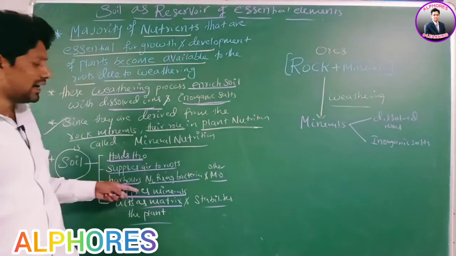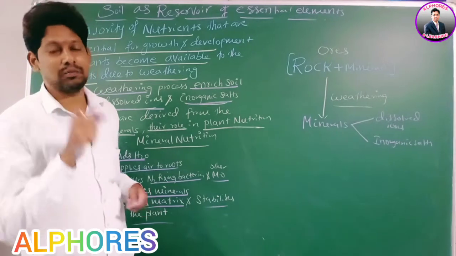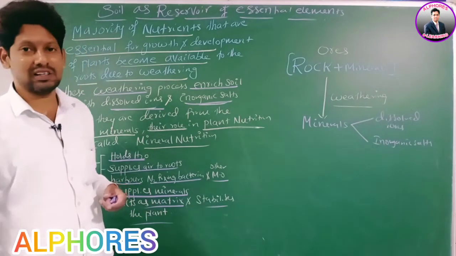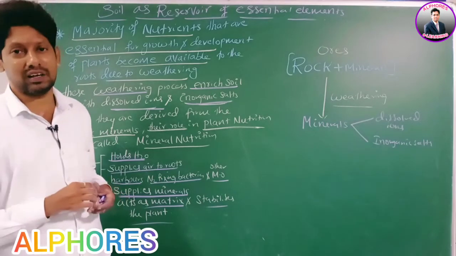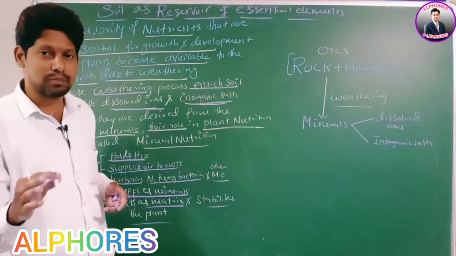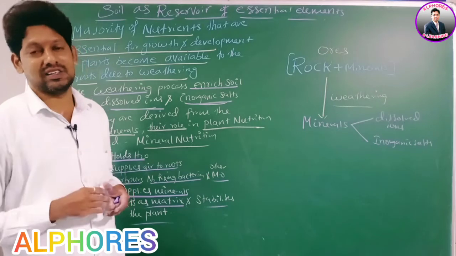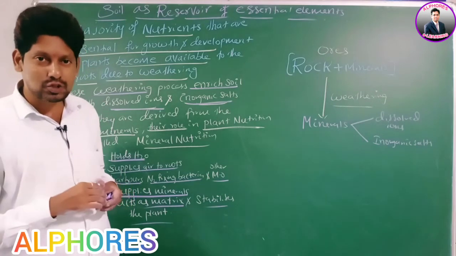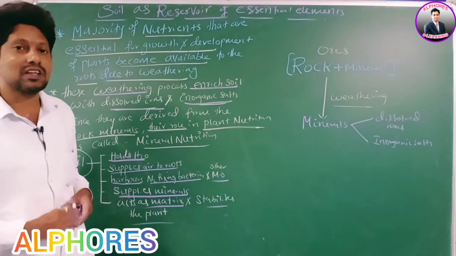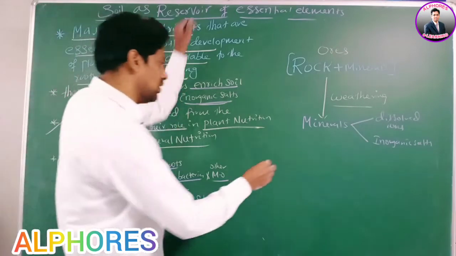Sir, who is providing minerals to the plants, sir? Soil. If soil becomes deficient in minerals, what happens? Automatically, the availability of minerals to the plant decreases. So crop production decreases. So what does a farmer have to do? He has to supply these deficient minerals in the form of fertilizers. In the form of what? Fertilizers. Yes or no?